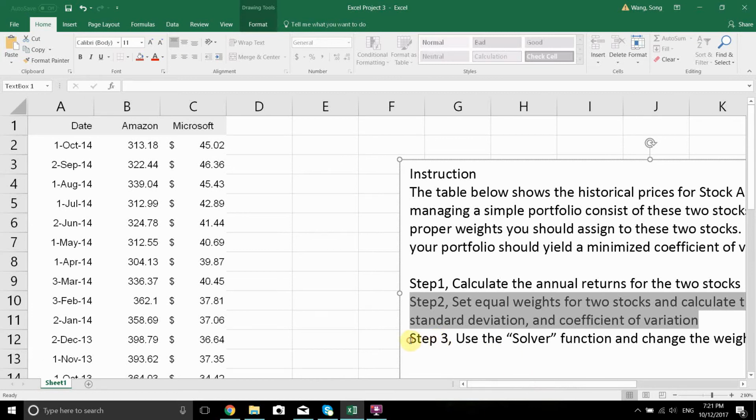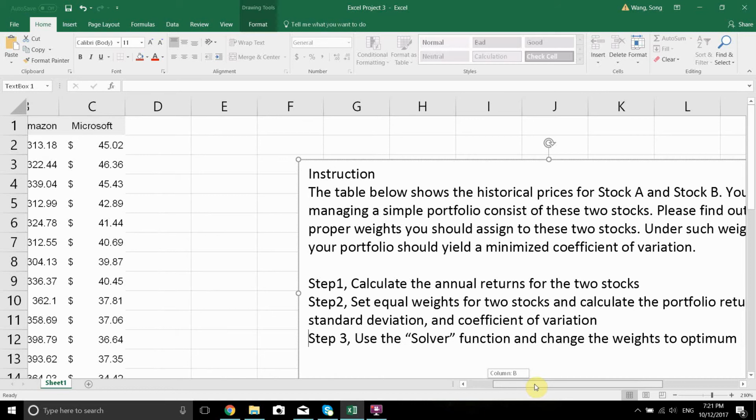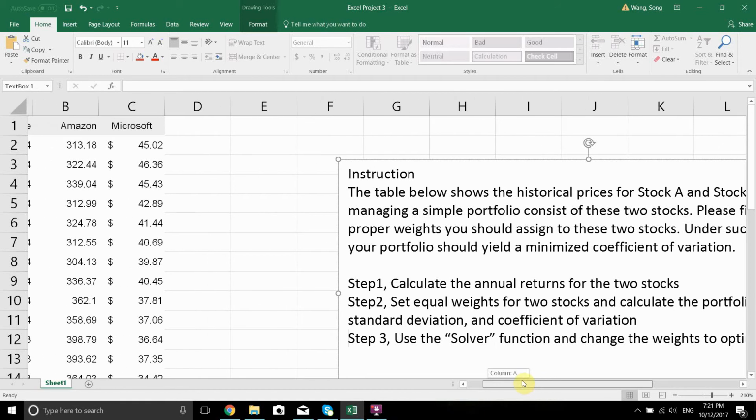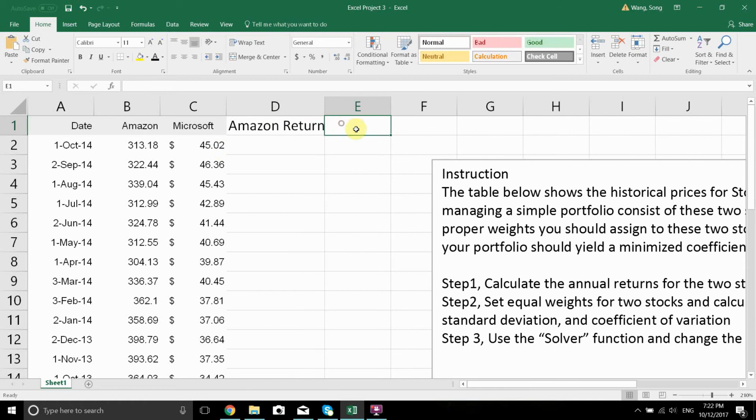And the third step, which is the very most important step, is to use the solver function to get the optimized weight. So you start with 50-50 on each, but you may end up with some other weights combination for your optimal portfolio. This combination could yield like a 33.52, and the other is 100% minus whatever that is. Okay, so first we do this. We create Amazon's return column, okay? And then we also do the same thing for Microsoft.